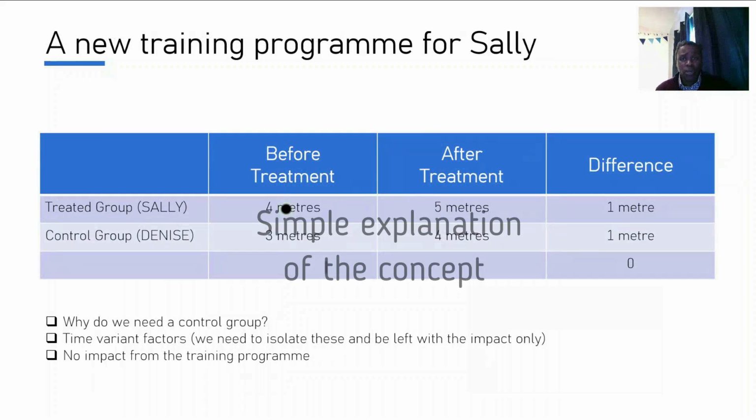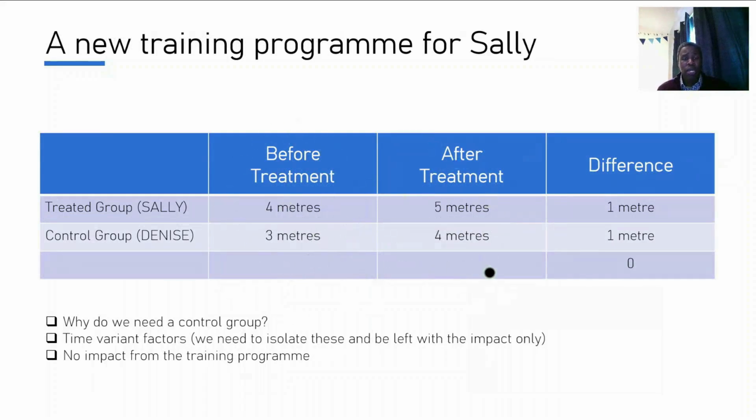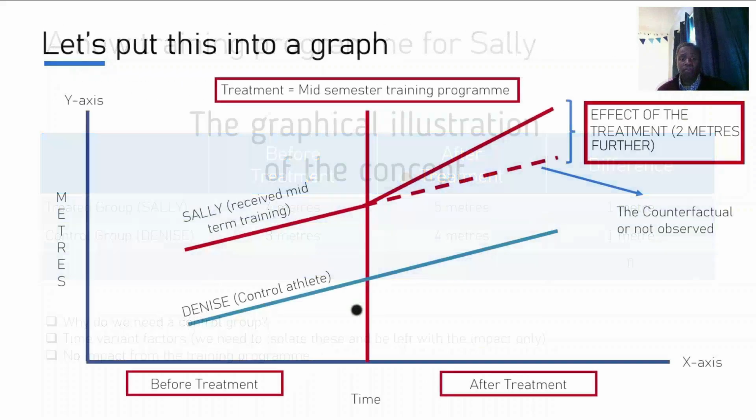So here's a new training program for Sally. So we're going to look at two time periods. One is the before treatment and one is the after treatment. And this measures the average distances that they both jump. So 5 weeks before the midterm break, 5 weeks after the midterm break. And during that midterm break, Sally's going to have 1 week of training with an Olympic athlete, and the other one, Denise, is not.